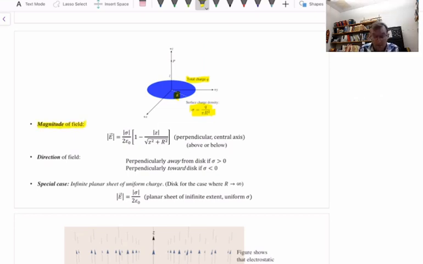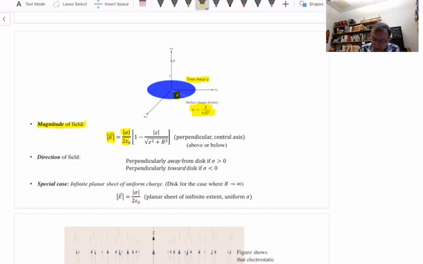First, the magnitude of the field, magnitude only. Notice that notation. Notice what I've written out front. I took my answer right up above and I just put absolute value on the sigma. Absolute value of sigma over 2 epsilon 0. Why? The disk could be negatively charged. If the disk is negatively charged, sigma is negative.